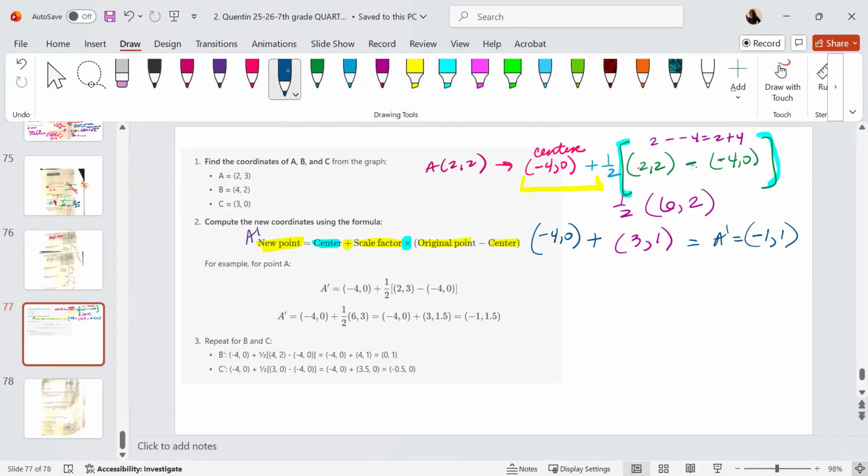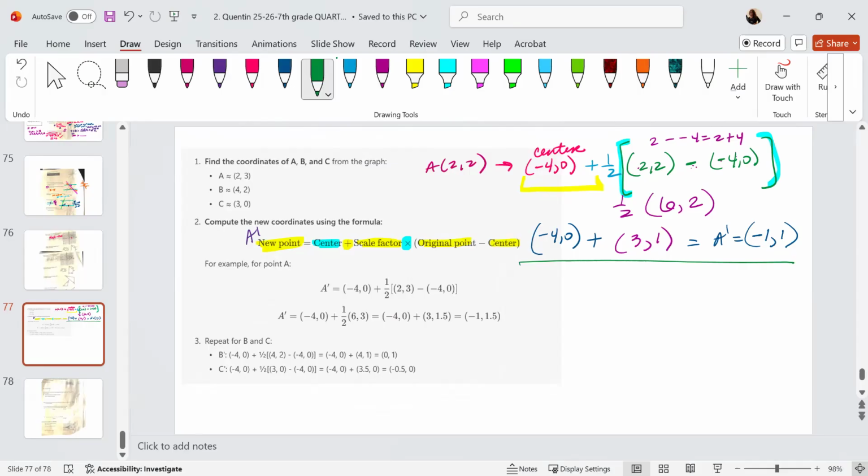I don't know what you did, and you didn't really convince me that you knew what you're doing with that. That's A. You have to do all of that work to find A. But heck no, I never did this. Okay, so plot negative 1, 1.